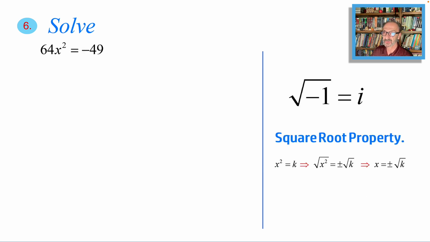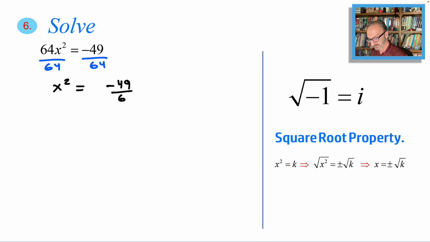64x to the second equals negative 49. In this case, I'm going to use the square root property and have x to the second by itself, as you can see right here. To do that, I will be dividing both sides by 64. Divide by 64. So I have x to the second on the left, negative 49 over 64 on the right.